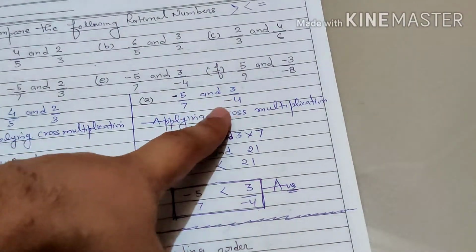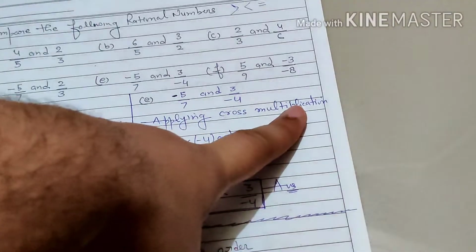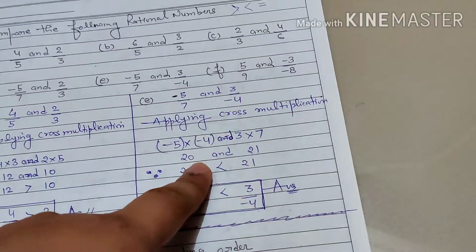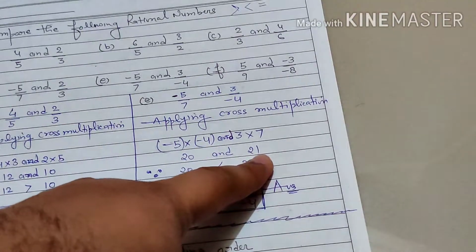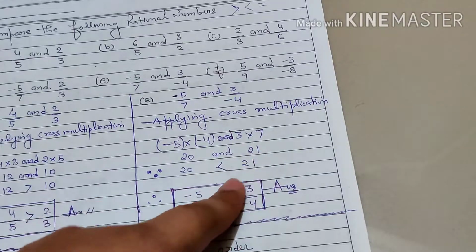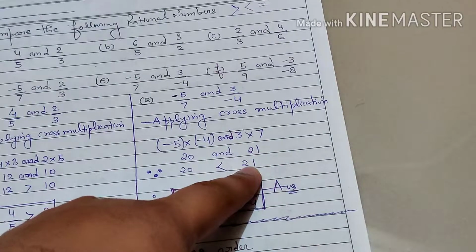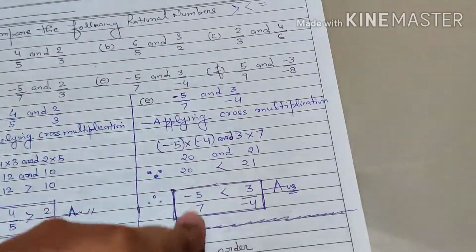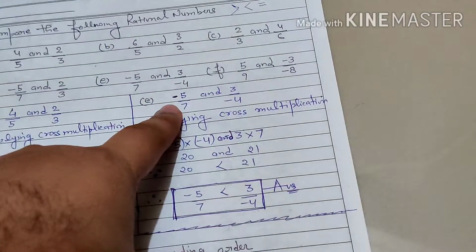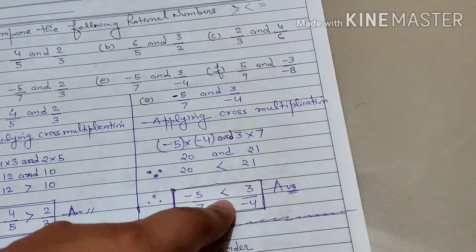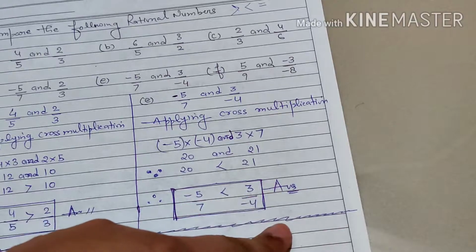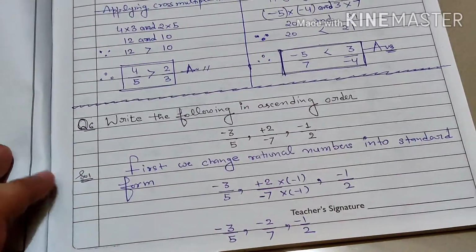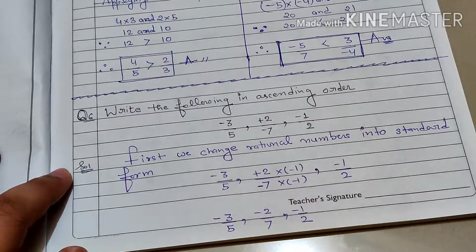Now in this question, write the question first and apply cross multiplication. After multiplying, we got 20 and 21. So obviously 21 is greater. 21 comes from this fraction and 20 comes from this fraction, so write the original form and apply the greater than or less than sign. This is the answer, and the rest is your homework. Now the next question is to write the following in ascending order.